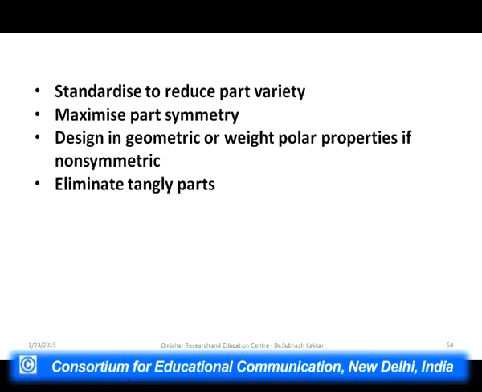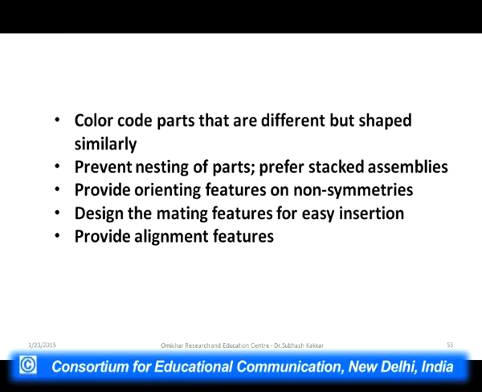Standardize to reduce part variety. Maximize part symmetry. Design in geometric or weight polar properties if non-symmetric in nature. Eliminate tangly parts. Use a color code system for identifying the components and the parts that are different but shaped similarly. Prevent nesting of parts, prefer stacked assemblies. Avoid orienting features on non-symmetries. Design the mating features for easy insertion, provide alignment features also.